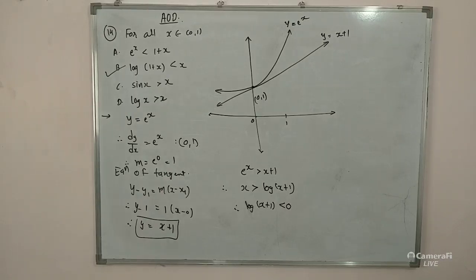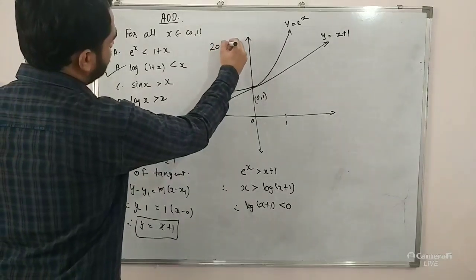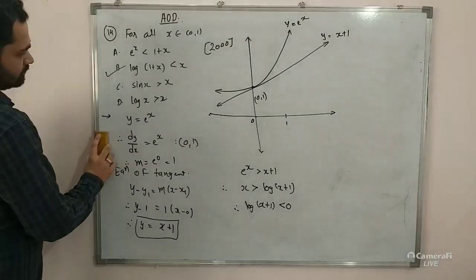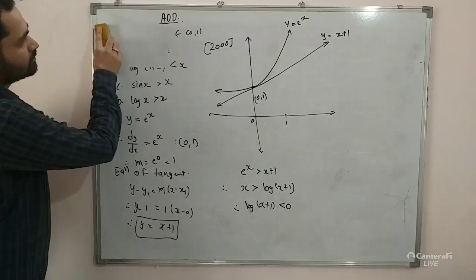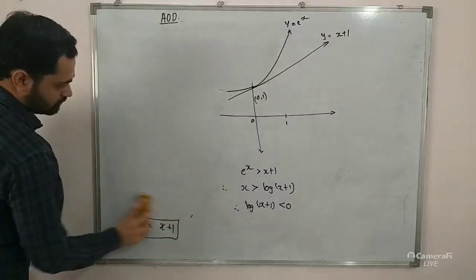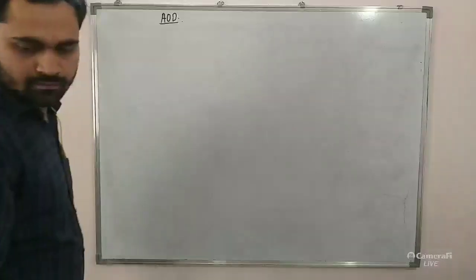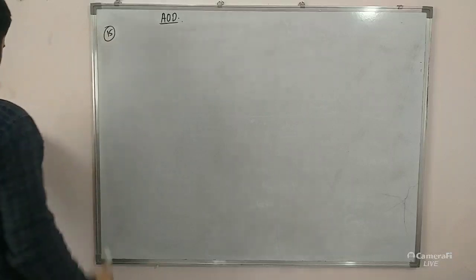So our next question is the 15th question. This is the question of IIT Screening 2000. Now question number 15, very easy question. You can solve it in just one step.